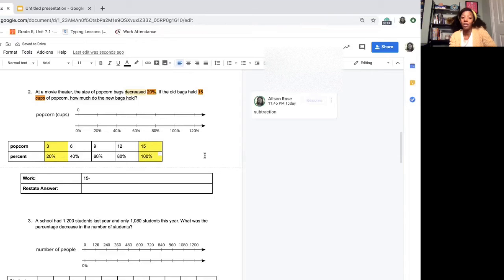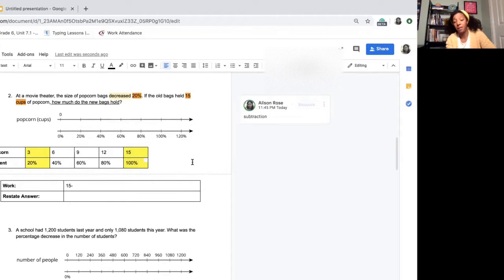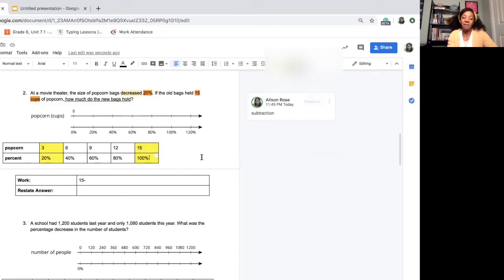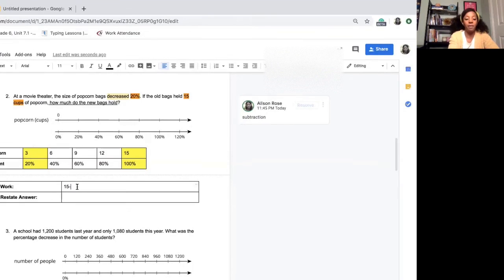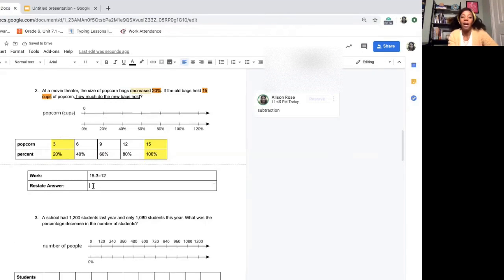That means that we're going to subtract 20% of the 15 from 15 cups. 20% of 15 cups of popcorn is going to give me 3 according to my table and my double number line. 15 minus 3 equals 12. How much do the new bags hold? The new bags of popcorn hold 12 cups of popcorn.